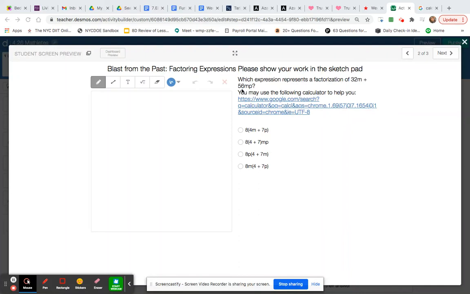Okay, guys, so we have the following problem. We're dealing with factoring expressions. It says, which expression represents a factorization of 32m plus 56mp? Okay, so remember we're factoring.